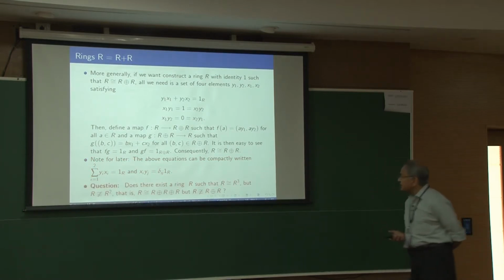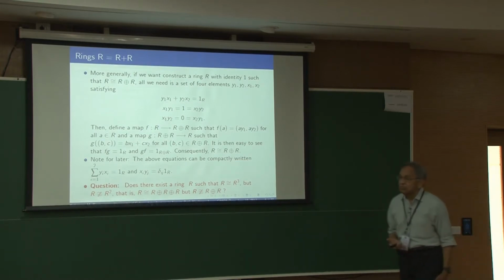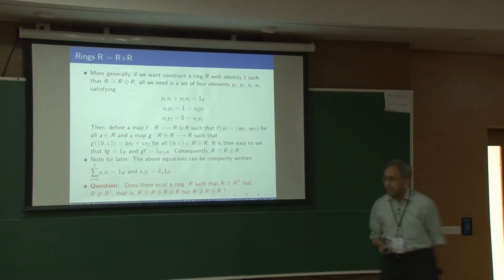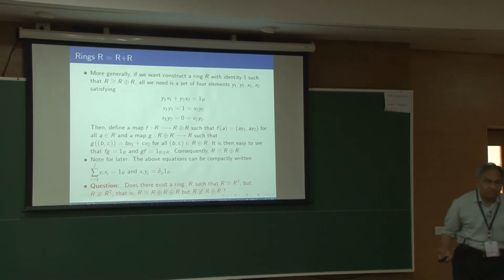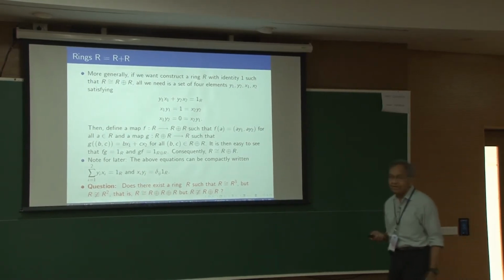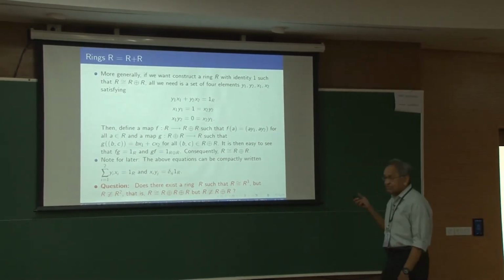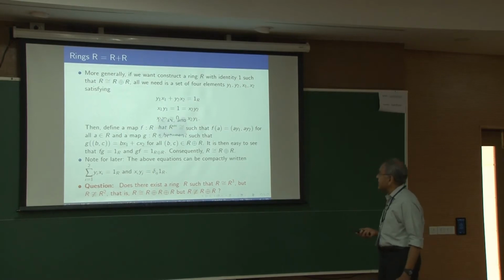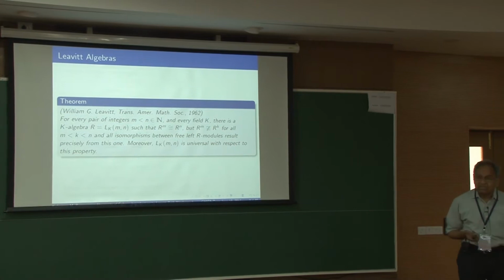So the question is: is there a ring R such that R is isomorphic to the direct sum of 2 copies of R, 3 copies of R, but R is not isomorphic to 2 copies of R? A very natural question. Bill Leavitt raised this and answered it in a very strong way, and that is the well-known theorem of Bill Leavitt.